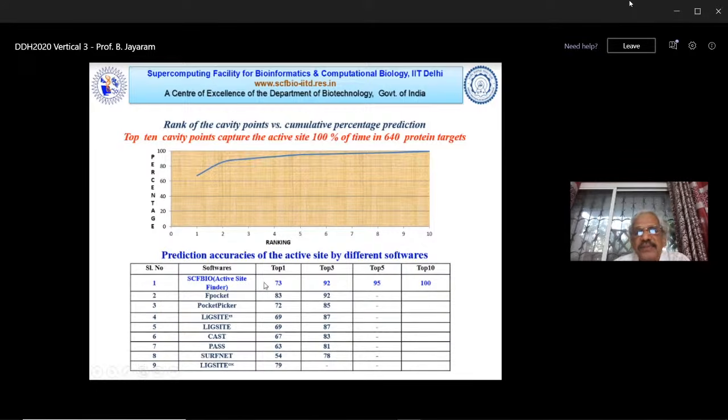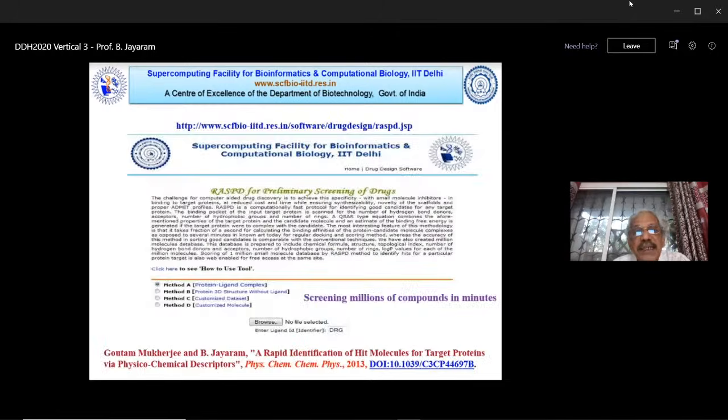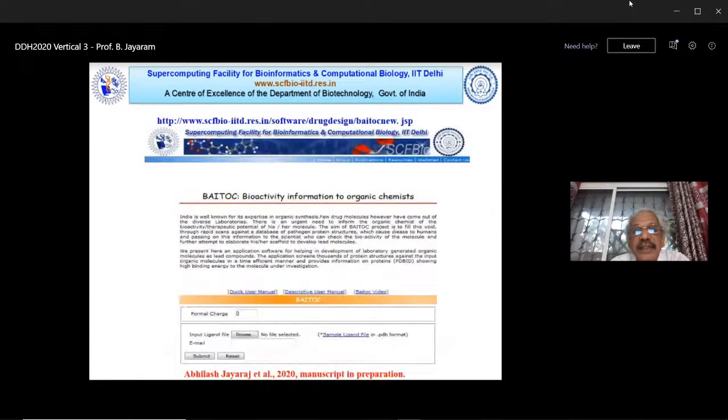Now, the accuracy is a little lower than 100% if it's only one binding pocket that you are focused on, in a protein with no biochemistry known, and then you're trying to design a molecule. So that's the catch there, right? And then RSPD I was mentioning to you several times already. So this is again a software that screens millions of compounds in minutes. So this is also freely accessible, so some of you can test it, right?